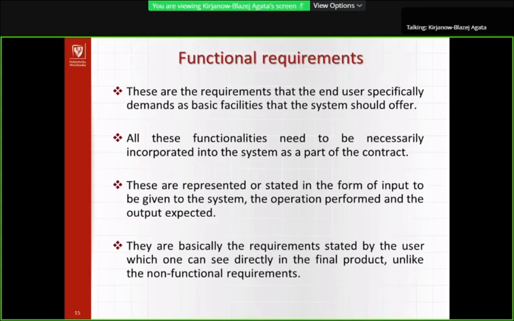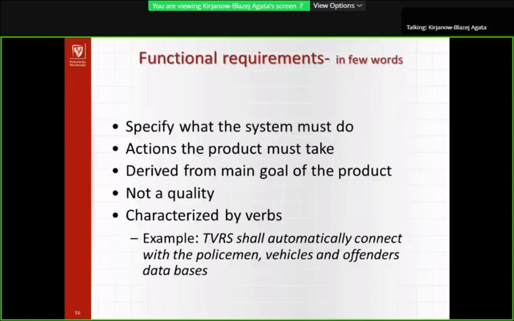And functional requirements in a few short words. Specify what the system must do. Action the product must take. Derived from the main goal of the product, it is not a quality and is characterized by verbs. For example, TVRS shall automatically connect with the policeman, vehicles, and offense databases.